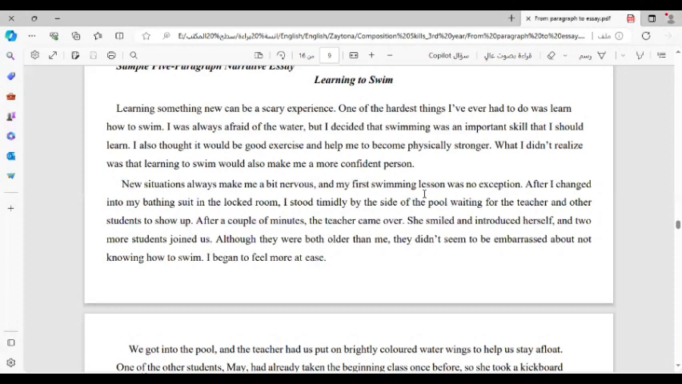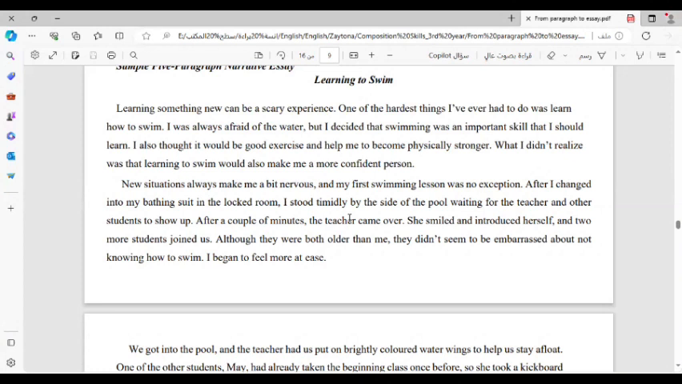Exception, what does it mean, exception? When you have an exception to something, it is not included, or it doesn't follow a rule or pattern. So it is "istithna'". Yes, it doesn't follow any rule. So after I changed into my bathing suit in the locker room, I stood timidly. What does it mean, timidly?